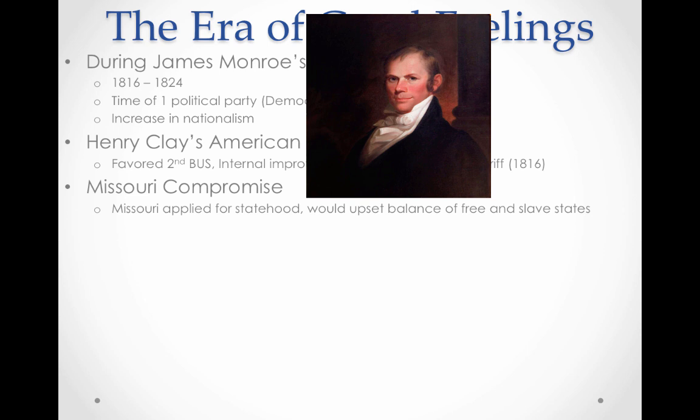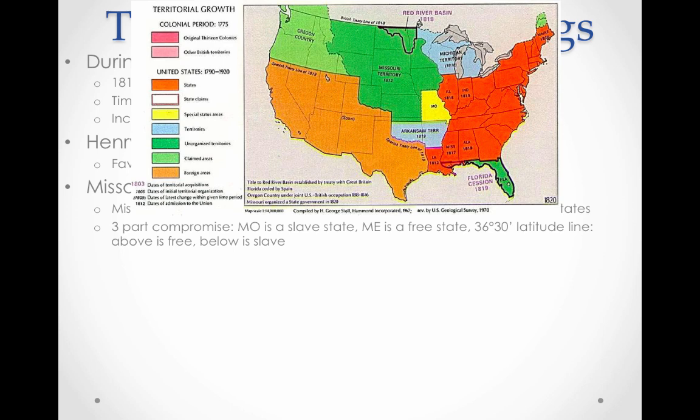So the Missouri Compromise says when Missouri applied for statehood, it would upset the balance of free and slave states in the United States. Three parts of the compromise were as follows. Missouri would become a slave state.